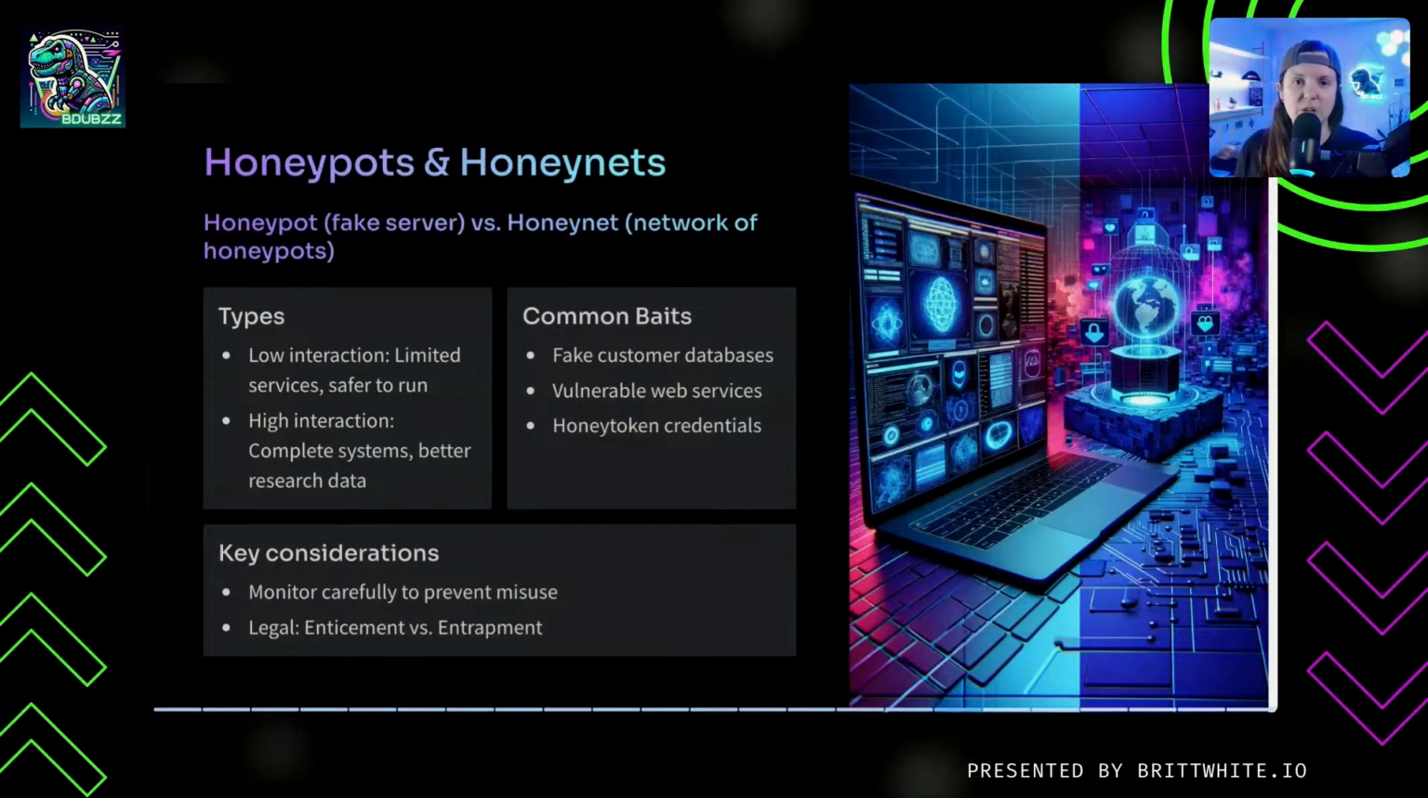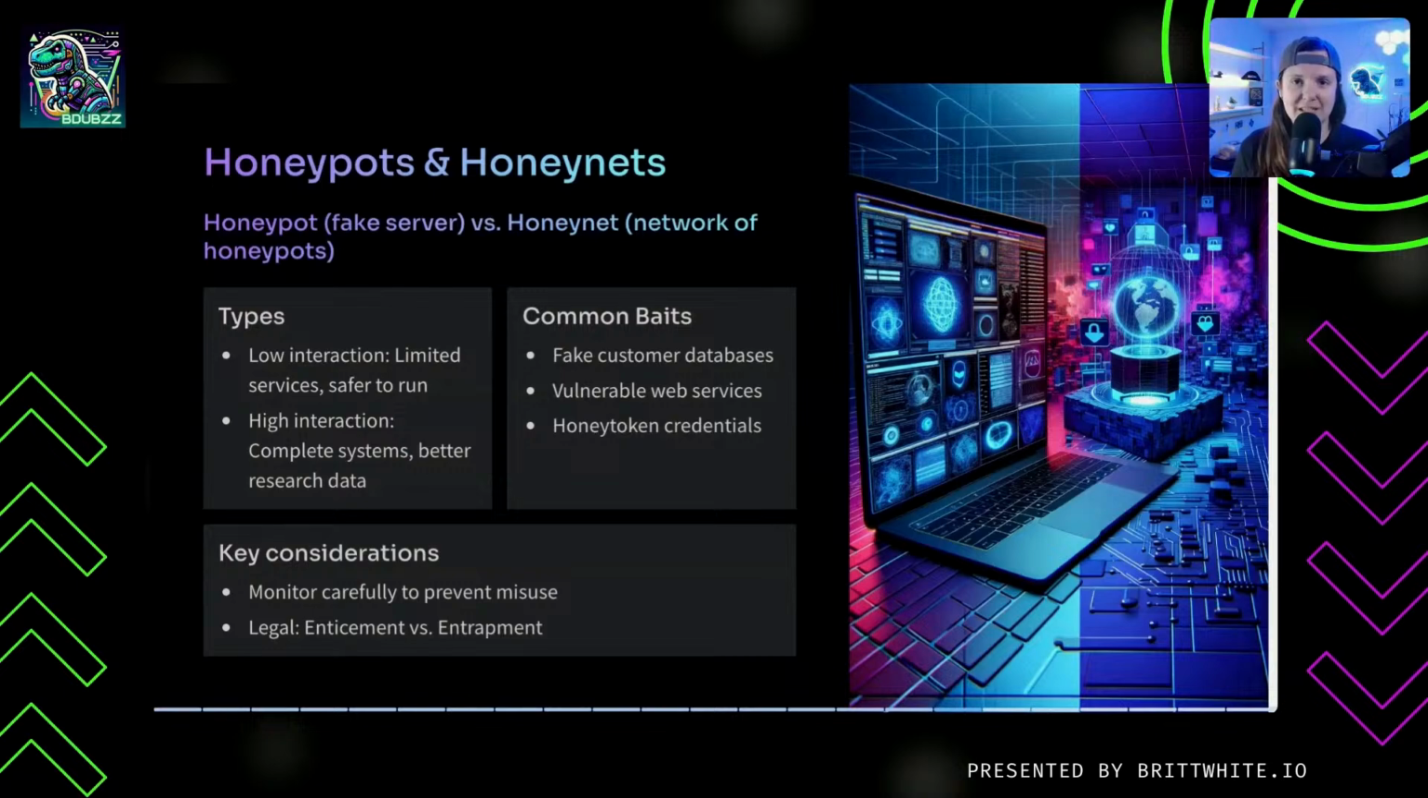So what kind of bait do we use? Fake customer databases, seemingly vulnerable web services, or even honey token credentials, like API keys that look real, but trigger alerts when they're used or accessed. We use these systems to learn about the attacker's techniques, distract them from our real assets, and spot sneaky threats like APTs, those advanced persistent threats that stick around for the long haul.